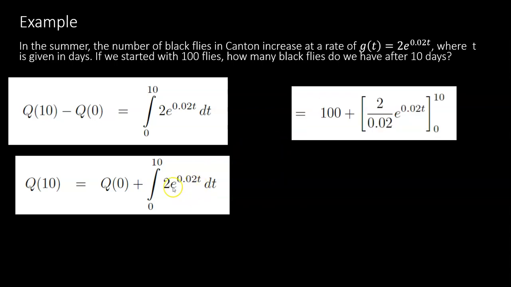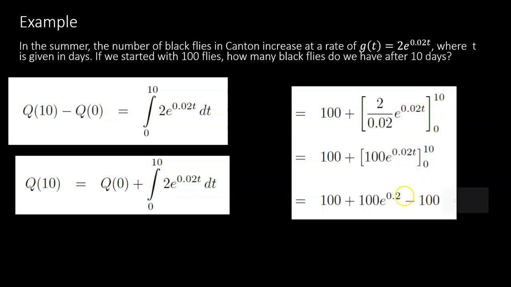And I integrate this by dividing by the coefficient. Again, this is a linear exponential. So I divide by 0.02. I want to integrate from 0 to 10. When simplified, that gives me 122 black flies.